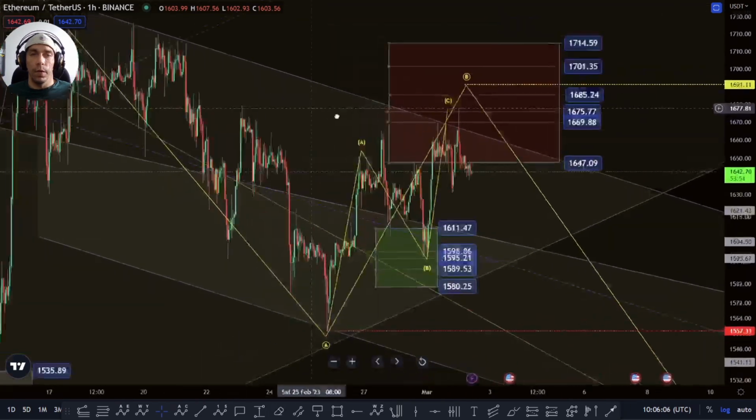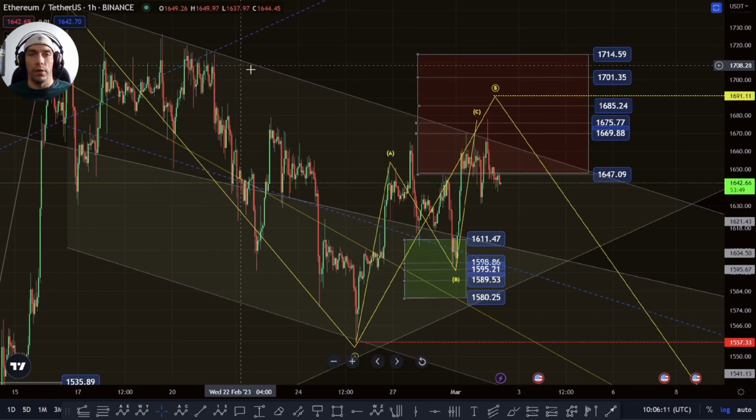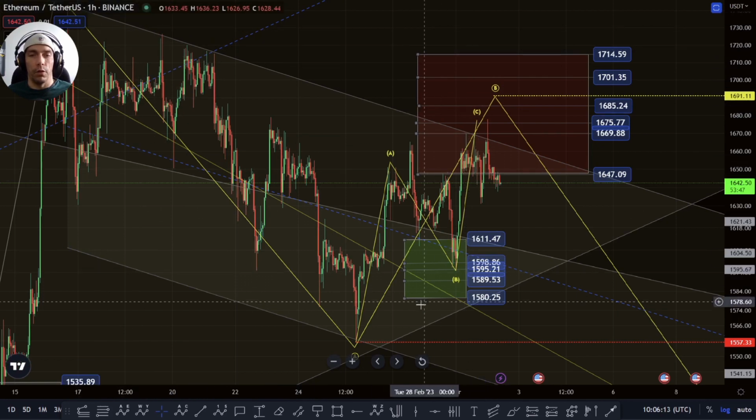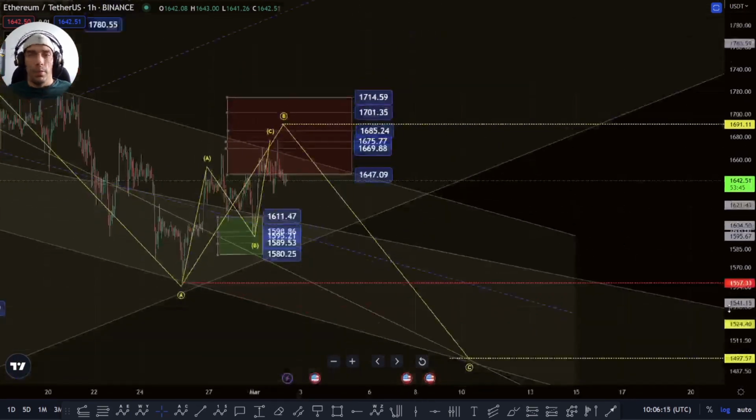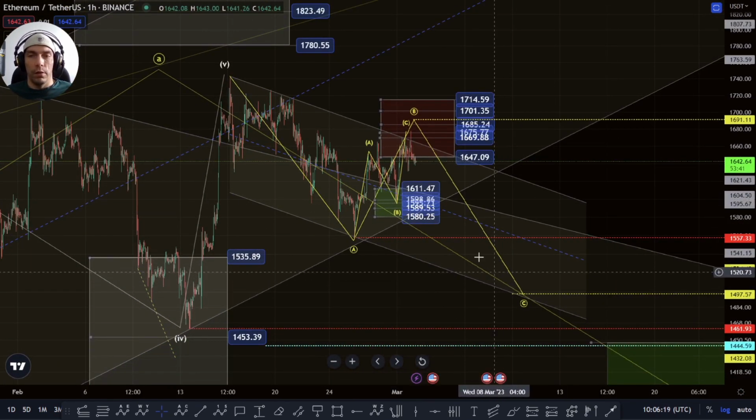It's not the perfect channel in the sense that we don't have as many touch points on the bottom. We just extended it from the top down. So we just keep an eye. If we do get rejection, though, it is possible we could actually come back and retest this channel.